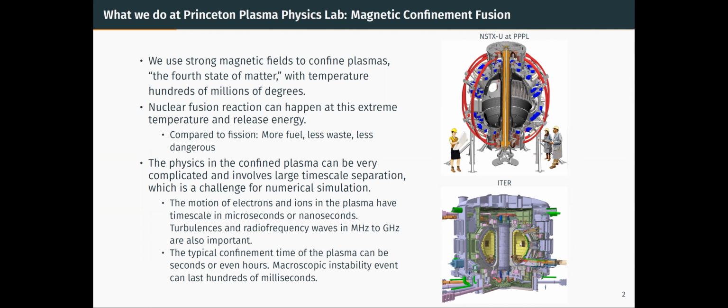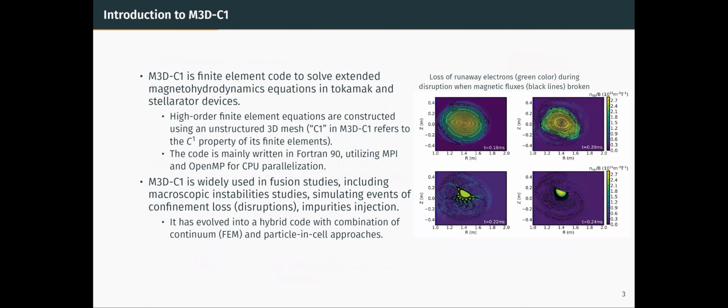The code I'm going to talk about is called M3DC1. M3DC1 is a finite element code that solves the extended magnetohydrodynamics equations in tokamak and stellarator devices. It uses high order finite elements, and the C1 in its name refers to C1 continuity regarding the boundary of the elements. The code is mainly written in Fortran 90 and utilizes MPI and OpenMP for CPU parallelization. So it's mostly a classical or traditional parallel code.